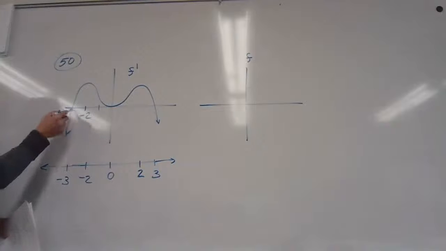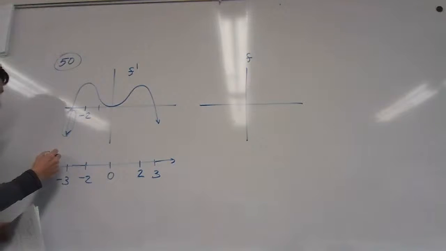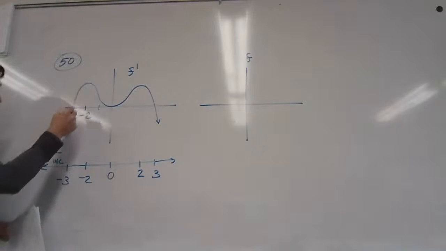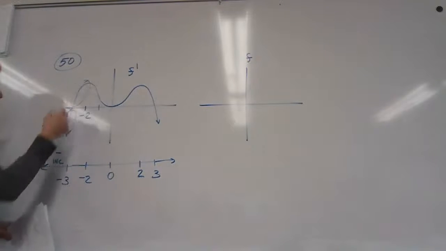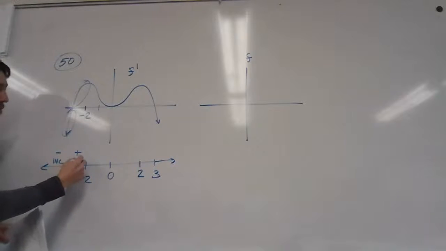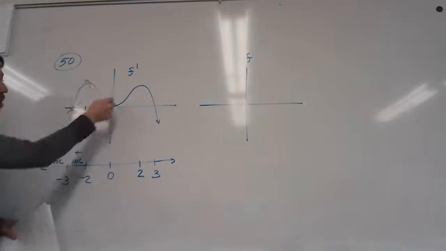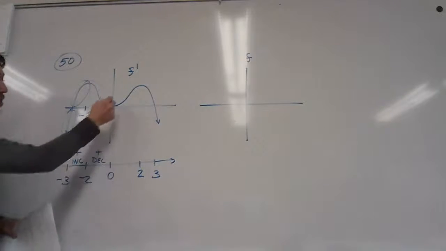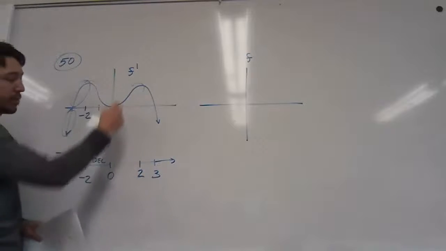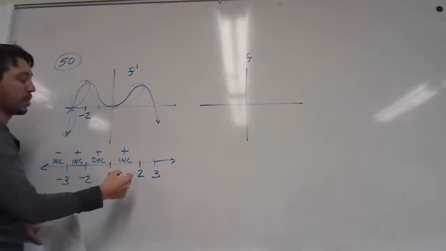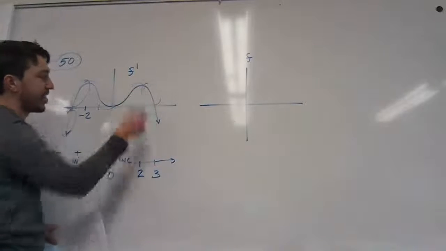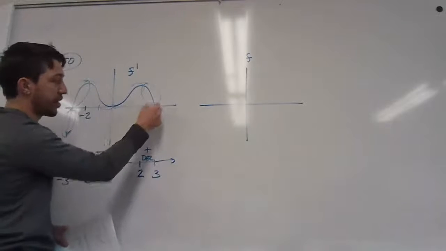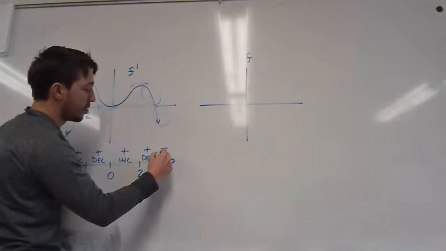Okay, so it's negative, but it's increasing. Between -3 and -2, how about here? It is positive and increasing, and then now it's positive decreasing. Between 0 and 2, it is positive while increasing. Between 2 and 3, it is positive while decreasing, and then between 3 and infinity, it is negative while decreasing.